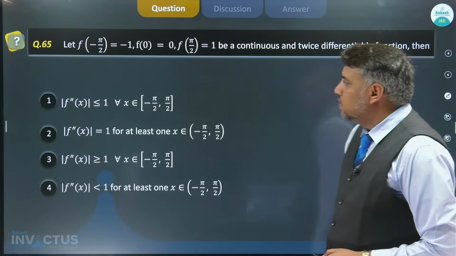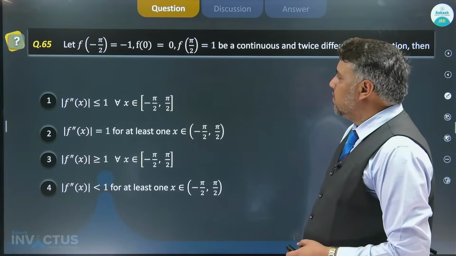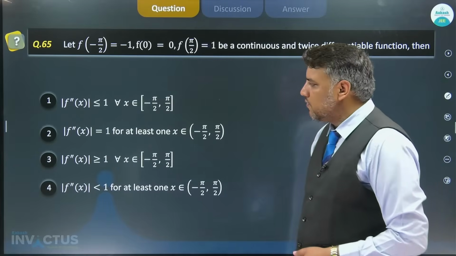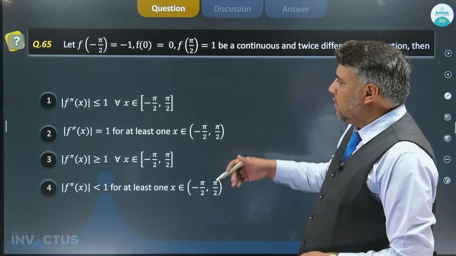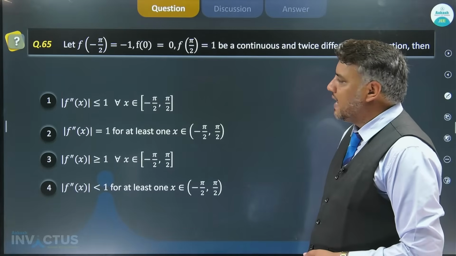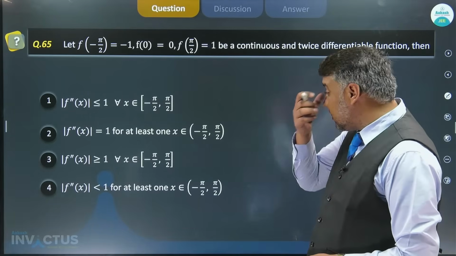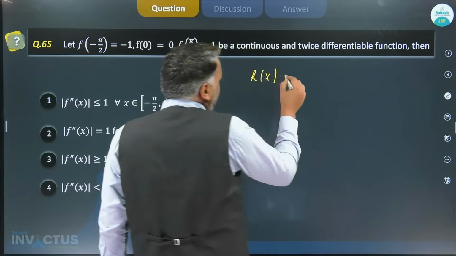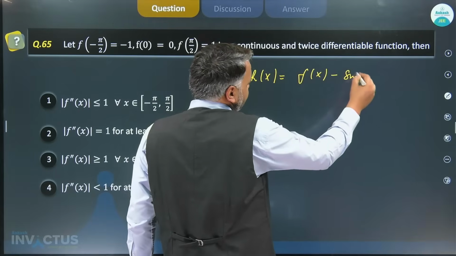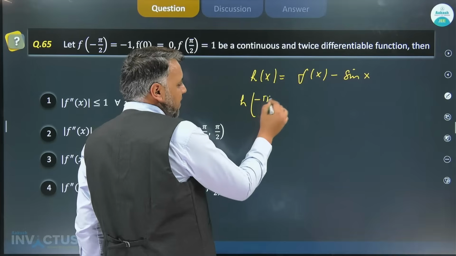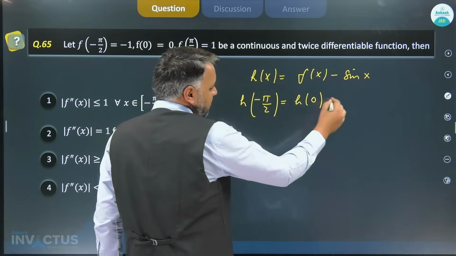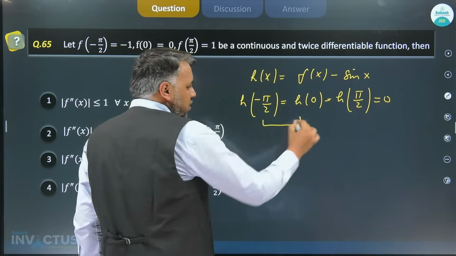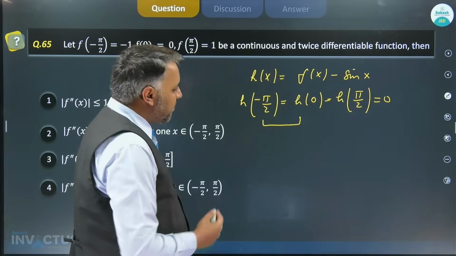Okay, this is again a good question. There is a function which takes -1 at -π/2, 0 at 0, and 1 at π/2. So we have to comment on f''(x). If we see, this is something you can feel like sin x, since at -π/2 sin x also attains -1, at 0 it is 0, at π/2 it is 1. So let's assume a function h(x) which is f(x) minus sin x. Now you can see that h(-π/2) is 0, h(0) is 0, and h(π/2) is also 0. So we can apply Rolle's theorem between these 2 points, -π/2 to 0.